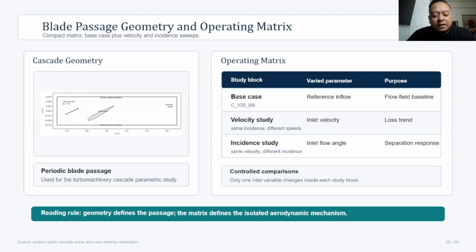From this base case, we performed two controlled parameter studies. In the velocity study, the inlet velocity was varied to 10, 20, and 30 meters per second, while incidence was kept constant. In the incidence study, the velocity was fixed at 20 meters per second, while incidence was changed to 0, 5, and 10 degrees. This matrix allows one inlet variable to be isolated in each study block. That's all from me, and then we will continue with Fahmi.